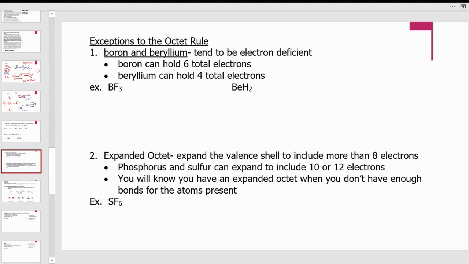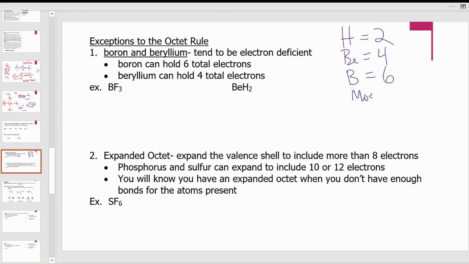Exceptions we will deal with: boron, beryllium, phosphorus and sulfur. Let's just jot them down in one spot. Hydrogen was happy when it got to 2. We're going to make all of the exceptions in one little column. Beryllium is happy when it gets to 4. Boron is happy if it gets to 6.